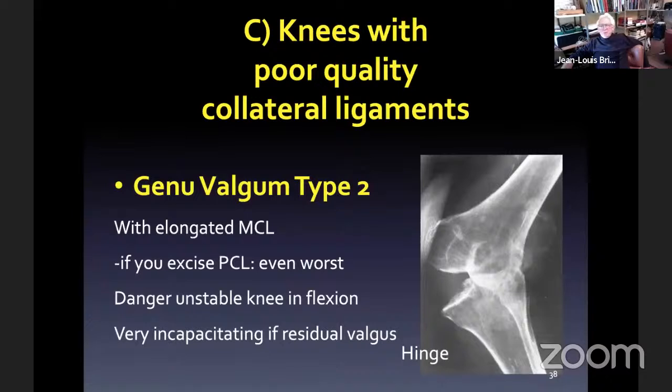So now, that's the most difficult knee, because this knee has poor quality collateral ligament. So genu valgum type 2 with elongated MCL. And in this case, you have no choice than using a hinge. Next.